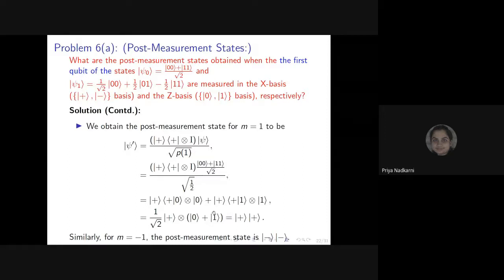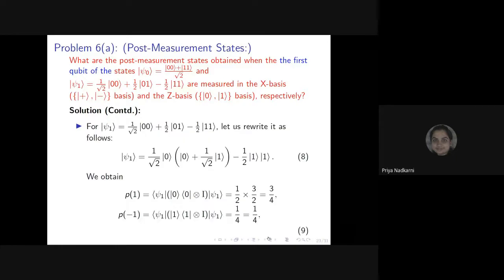So this is nothing but, we know when a projection of plus is taken on the state 0, it gives us 1 by root 2. And when a projection of plus is taken on the state 1, we get plus 1 by root 2 again. So that's why we are getting 1 by root 2 plus over here. This is tensored with 0 plus 1, and hence we can write this as plus and plus, because 0 plus 1 by root 2 is plus. Therefore, the post measurement state in the first case, that is for m equals 1, is plus plus. Similarly, we can show that when m equals -1, the post measurement state is minus minus.